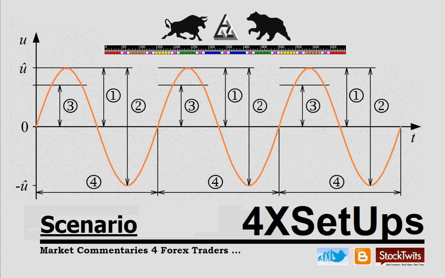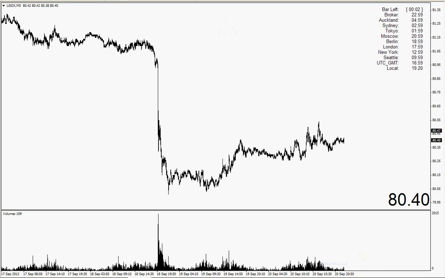2013 of course, and I want to give you an FX setup scenario for the US dollar index. So here we go.